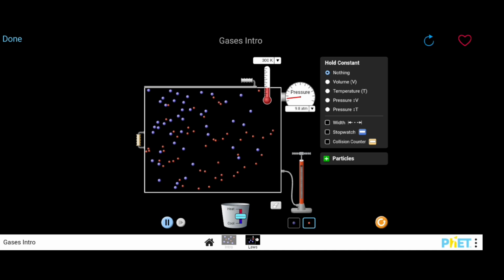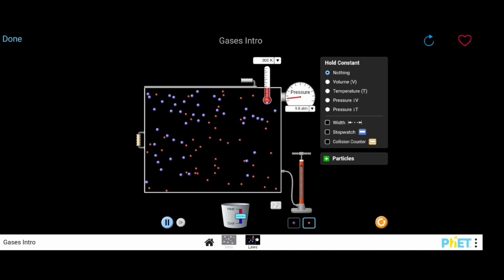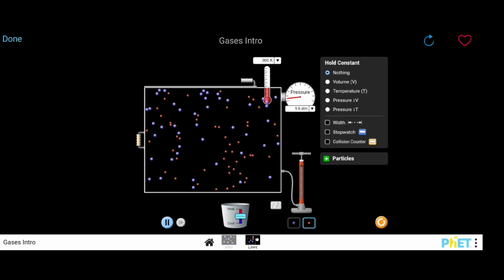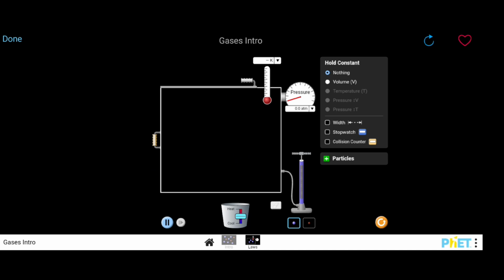So, you can follow the instructions in the instruction sheet, and kapag tapos na you can explore the simulation. So, good luck and have fun!